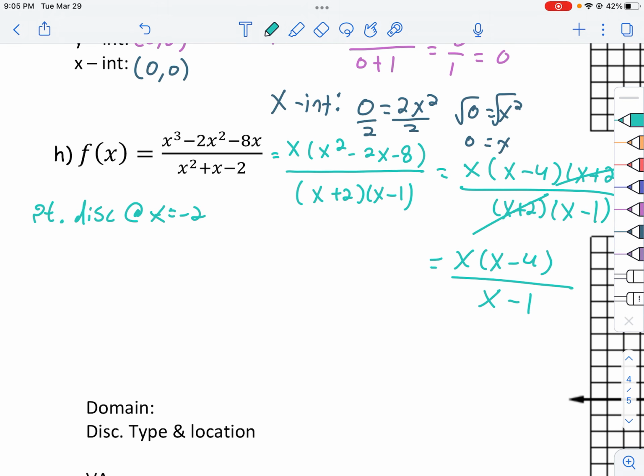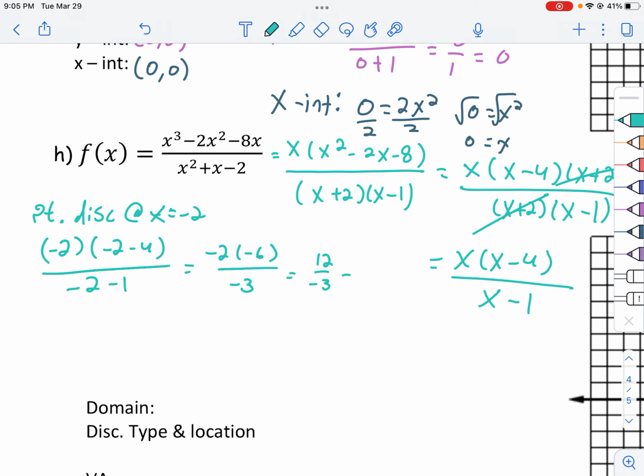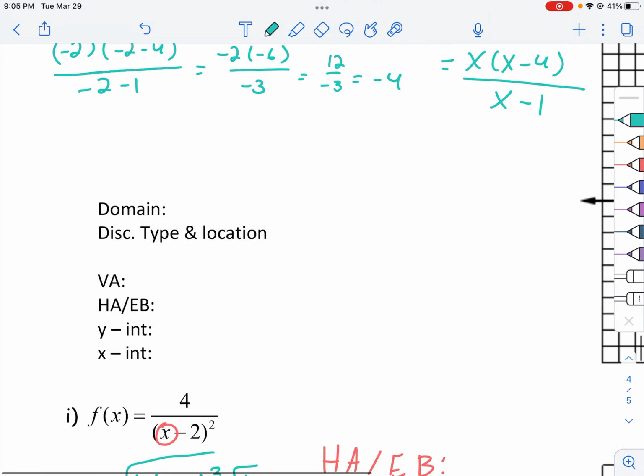So we need to plug -2 into that new equation that we have. So we're going to go -2 multiplied by -2 minus 4, divided by -2 minus 1. So that's -2 times -6 over -3. So what is that going to be? That's 12 over -3, which gives us -4. So we can describe some point discontinuity at (-2, -4).